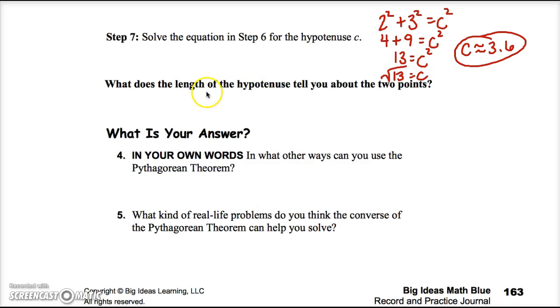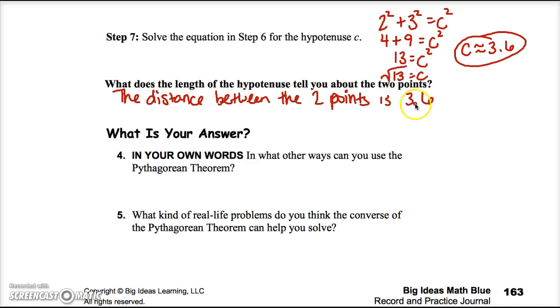So the question right here says, what does the length of the hypotenuse tell you about the 2 points? So what we just found was the distance between the 2 points is 3.6. Okay, and we did that by creating the right triangle and then using our formula for the Pythagorean theorem to figure that out.